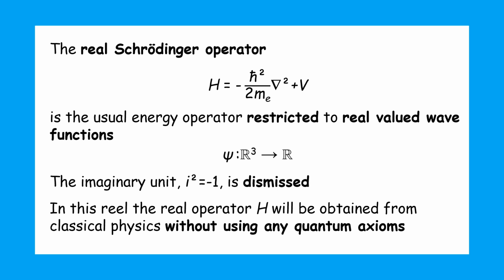The real Schrödinger operator is the usual self-adjoint Schrödinger energy operator restricted to act on real-valued wave functions. The imaginary unit is dismissed. In this reel, it can be deduced from classical physics without using quantum axioms. This is a conceptually important initial step to obtain a deterministic time-dependent equation.